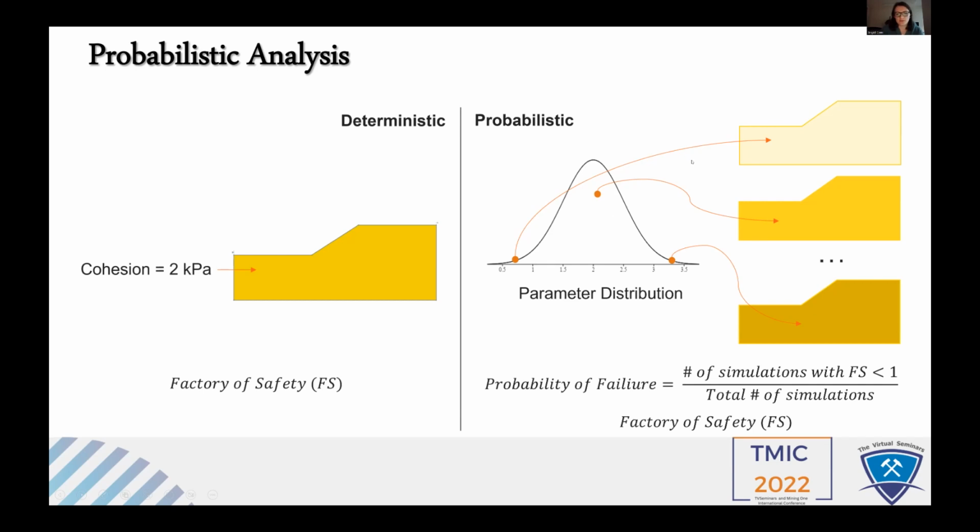And then you sample that distribution, say 1,000 times. And then you use, for example, a cohesion of 0.7 in simulation 1, cohesion of 2 in simulation 2, and so on. You do it 1,000 times. And at the end, you get your probability of failure, which is the number of simulations with a factor of safety below 1 from that 1,000, divided by the total number of simulations. And in addition to that, you also get your regular factor of safety value. So like Dr. Bather said, you're only gaining more knowledge.